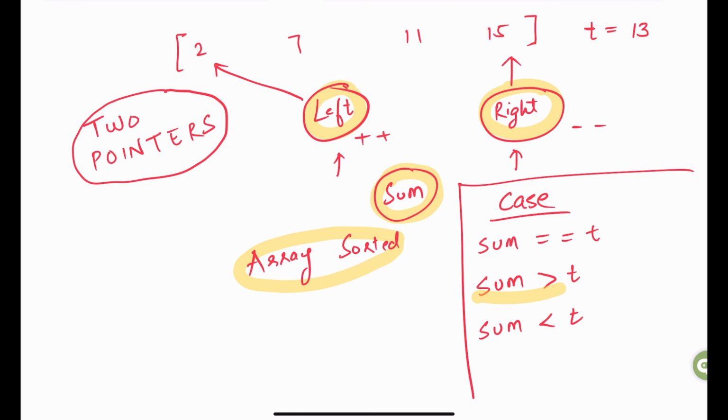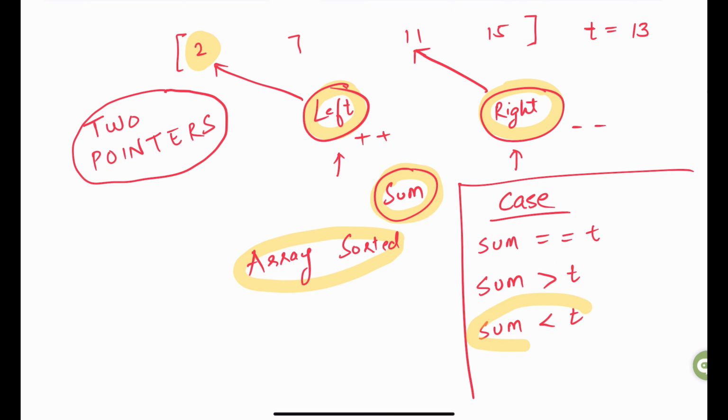The next case is where sum is greater than the target, which means we need to change the number so that we can bring sum closer to the target. Because the right pointer is pointing at the value which is higher compared to the left pointer, we need to decrement the right pointer so that we can use the next biggest element in the array for calculation.